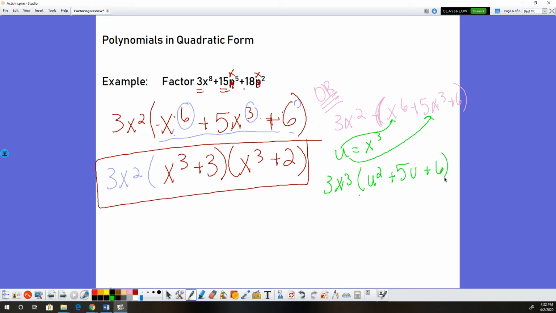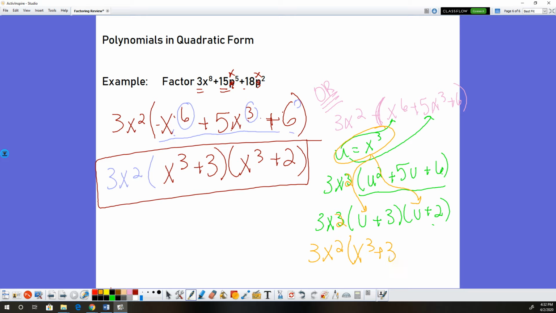Now you can look at this and say, oh yeah, this is just like a normal quadratic function. 2 numbers that multiply to 6 and add to 5 is 3 and 2. So 3x squared times u plus 3, u plus 2. The only thing we have left to do is substitute x cubed in for u and x cubed in for u. So I have 3x squared times x cubed plus 3 and x cubed plus 2.